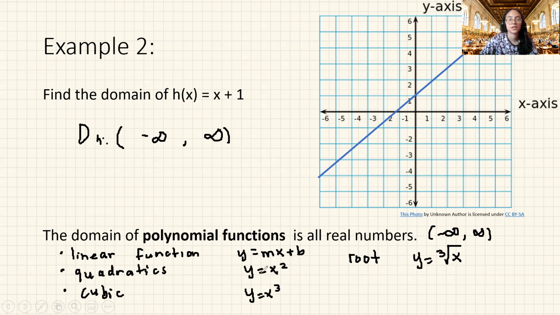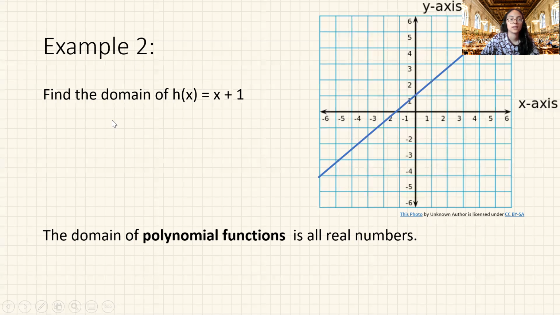Okay. And this is really helpful when we don't have graphs to help us, and it's just a good thing to memorize. So I would commit this to memory. This would be a good thing to memorize and to keep in mind. Okay.